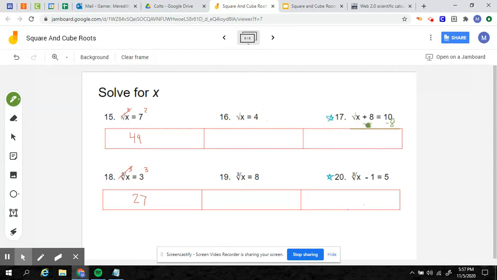On the left-hand side, plus 8 minus 8 cancels out to 0. So I'm left with the square root of x equals 10 minus 8, which gives me 2. Now, this problem looks exactly like the problems we just did. The opposite of a square root would be to square both sides. So I'm left with x equals 2 squared, which is 4. Notice that number 20, you will also have to do that one extra step. The main thing to take away is the relationship between a square and a square root, and a cube and a cube root.